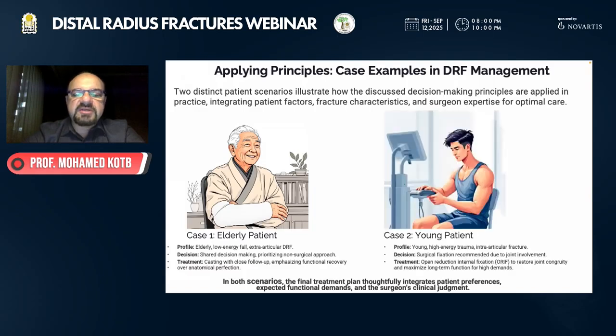The other scenario is a young patient with a high energy trauma and an intra-articular fracture. So the decision is surgical fixation, recommended due to joint involvement, and the treatment is open reduction and internal fixation to restore joint congruity and maximize long-term function for high demands. From these 2 simple scenarios, you can see that the clinical judgment by the surgeon should be shared with the patient according to the age, level of activity, and the type of trauma he got.